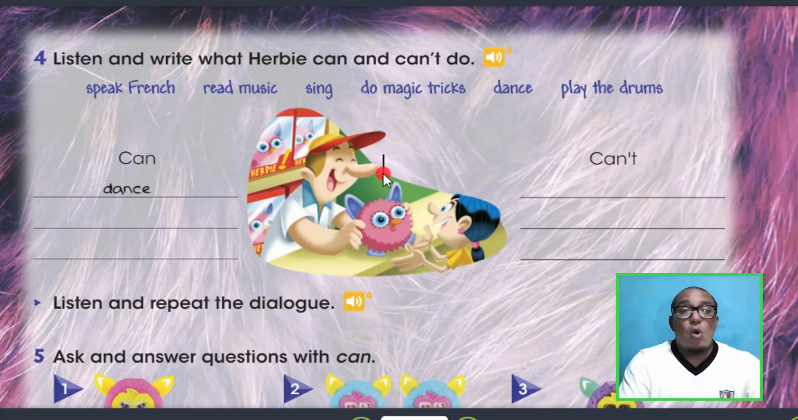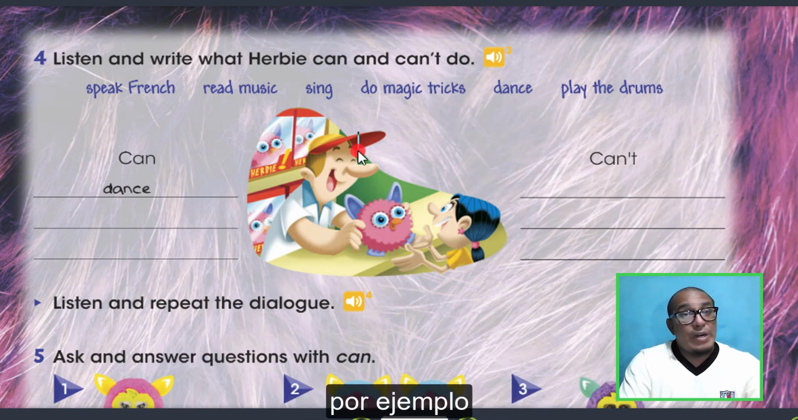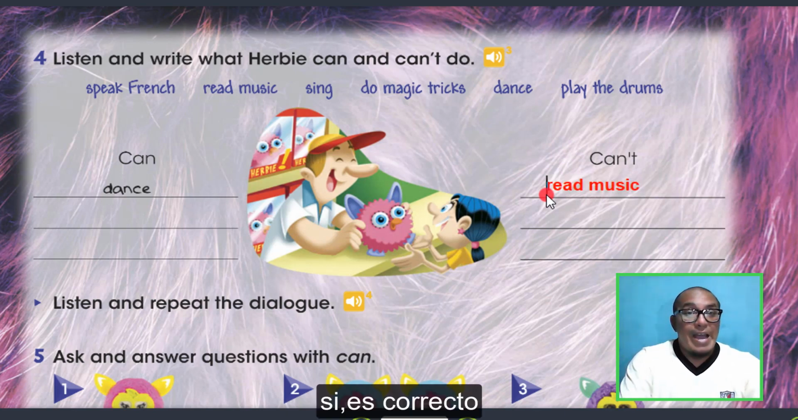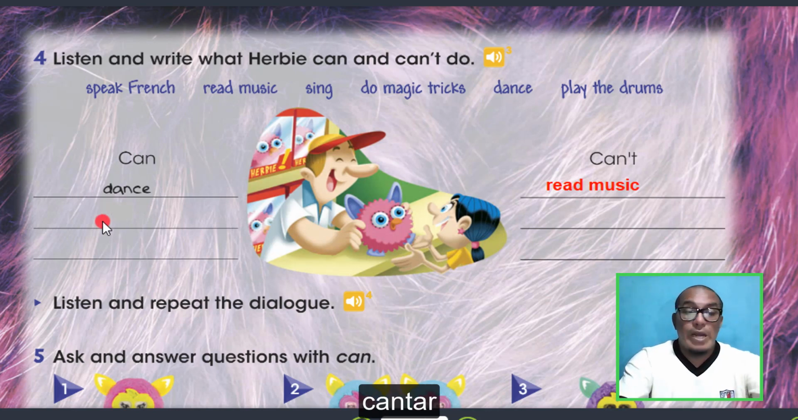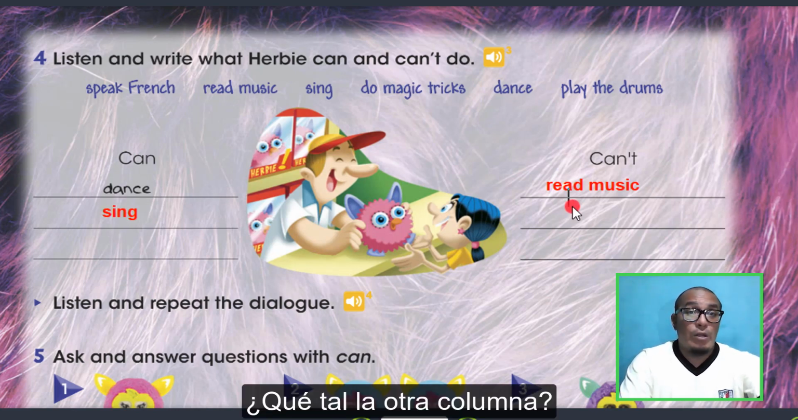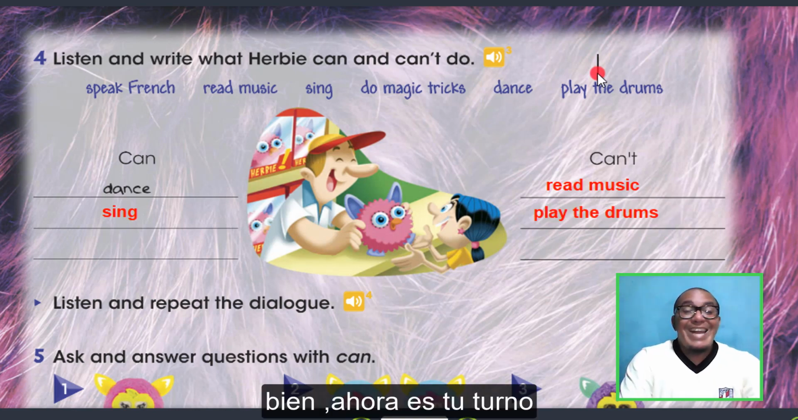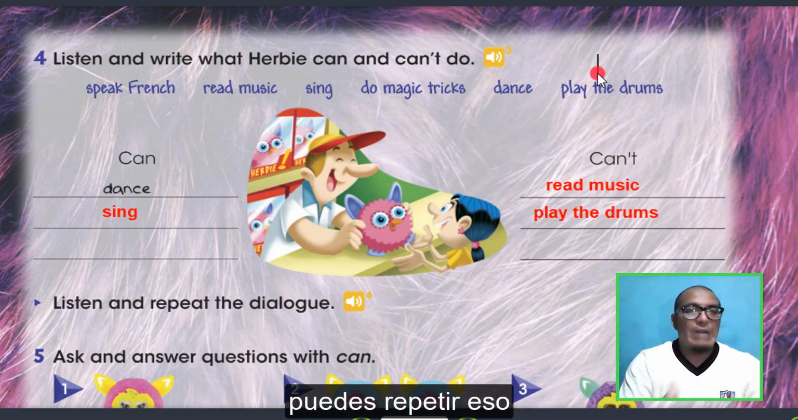Okay, let's complete this. What can Herbie do and what can't Herbie do? For example, what can't Herbie do? Yeah, that's right. So we have read music. What about in this column? What can Herbie do? Good. Sing. What about another column? Nice. Play the drums. Good. Now it's your turn. Don't forget, you can listen to the audio as many times as you need. You can repeat it and complete, please, the rest of the items.